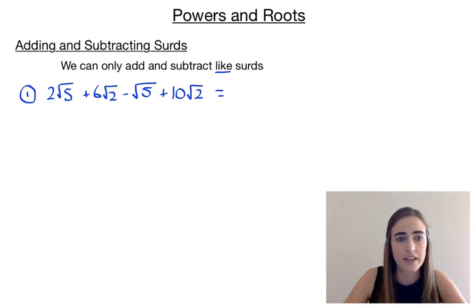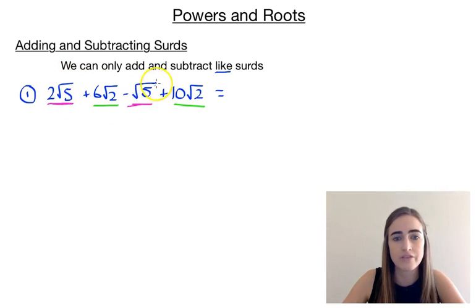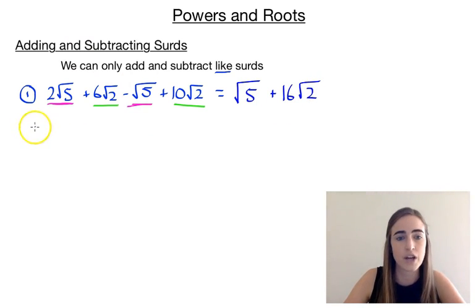So simplifying that, our like terms, we've got our 2 root 5 and our minus root 5, and we've got our 6 root 2 and our 10 root 2. Simplifying the 5s first, 2 root 5 minus root 5 will just leave us with 1 root 5, or just root 5. And 6 root 2 plus 10 root 2 will leave us with 16 root 2. We've added and subtracted the like surds. Sometimes we'll need to simplify it though.